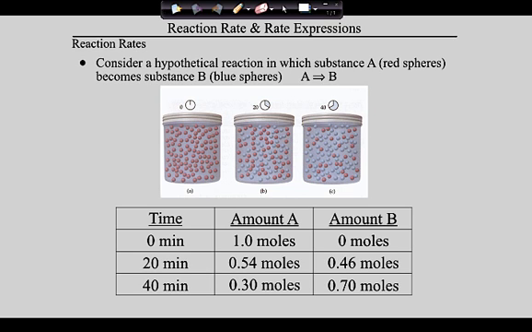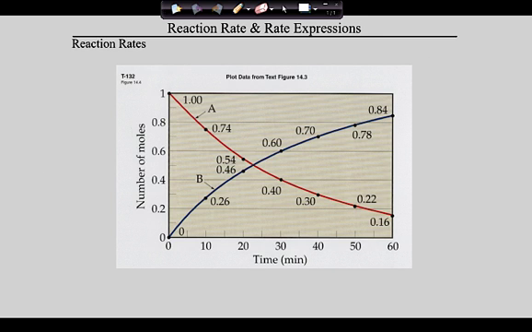So what will the curve look like for A? Do we start with a little A or a lot of A? A lot of A. So will this go down linearly? It doesn't. It's a curved relationship. Now what about B? Do we start with a little or a lot? Start with none. And it's going to go up, but also a concave relationship. So guys, this is actually what the graph of this data looks like over time.